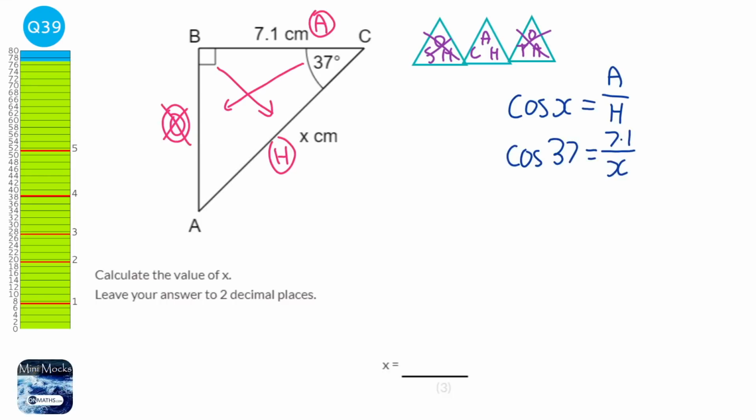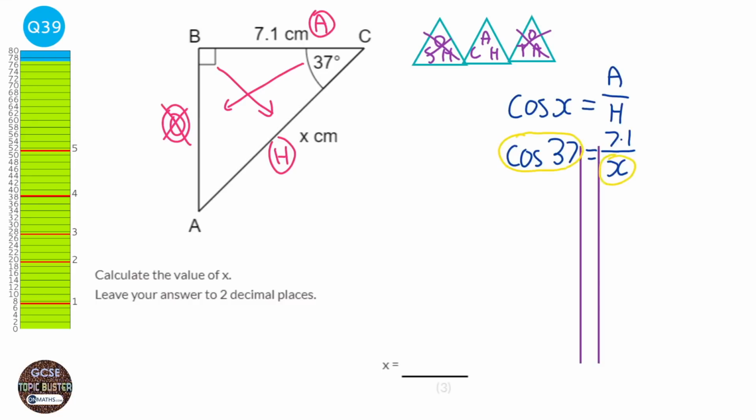Now, whenever you're in this situation, and we're just going to put our solving lines in because we're going to be solving this next, there we go. And whenever you're in this situation, what you can do is swap the left hand side, it has to be the whole of the left hand side, with the x at the bottom. You can just swap those over, and effectively what we're doing is multiplying both sides by x and then dividing both sides by cos 37. So when we swap those over, we get x equals 7.1 over cos 37.